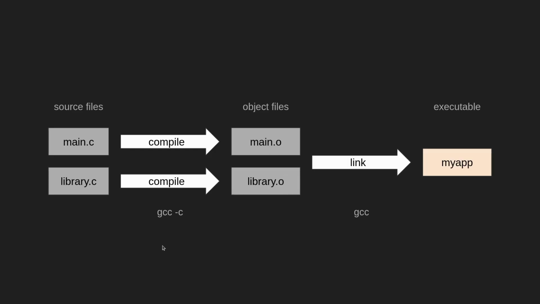Next is the linking step. GCC will take all the object files and transform them into the single final output executable file so that we can run it. Okay, that's the idea of compiling and linking.